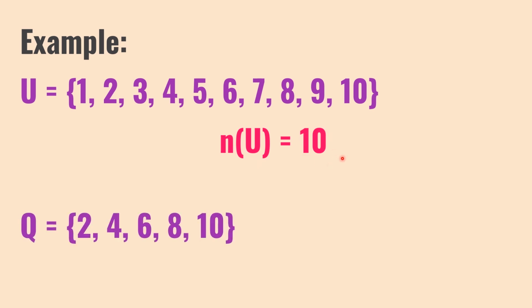Can you try this? Q is equal to 2, 4, 6, 8, 10. What do you think is its cardinality? Very good. Set Q has the cardinality of 5. It is written as, and will be read as the cardinality of set Q is 5.